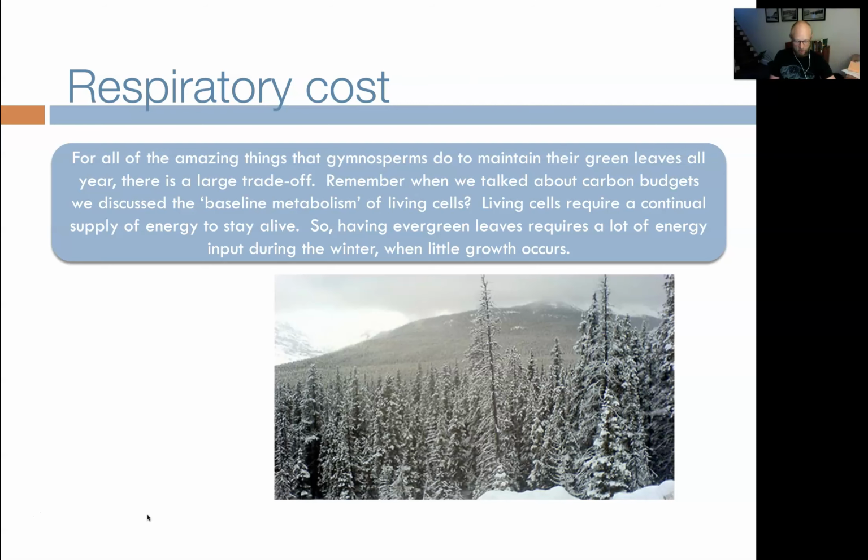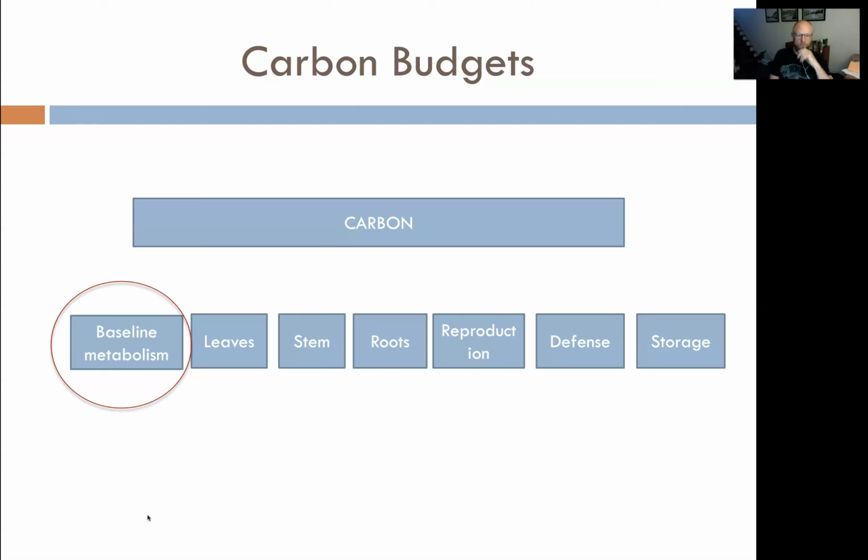So remember when we talked about carbon balance, the very first thing that plants have to allocate carbon to is that baseline metabolism. And when you have all of your leaves on all year long, you're giving carbon to those leaves even on days when it's too cold to photosynthesize. So there's a trade-off to keeping those leaves and having these really tough, robust leaves, and there's a big carbon cost associated with it, right? But in these particular environments, that seems to be worth it.